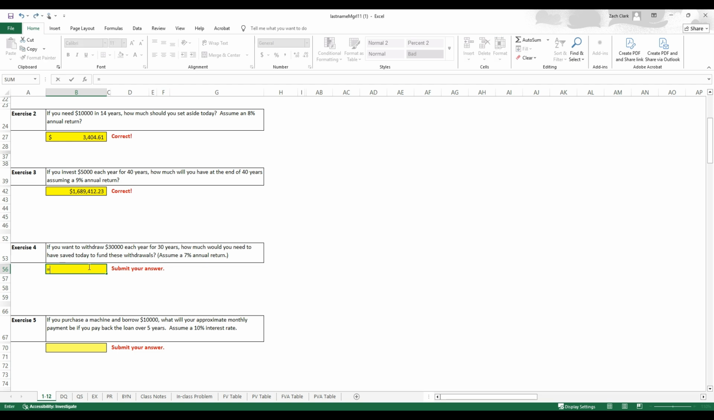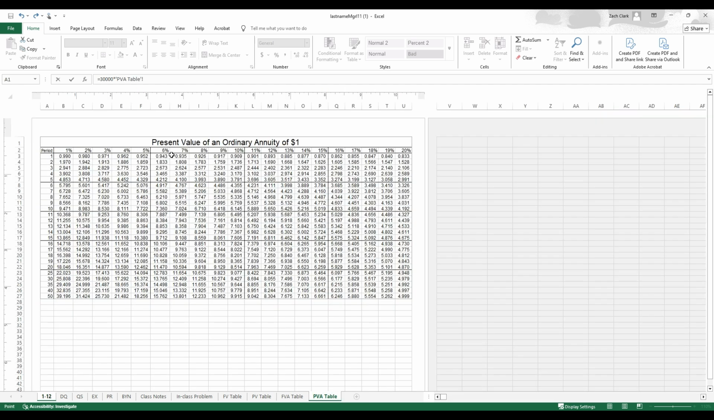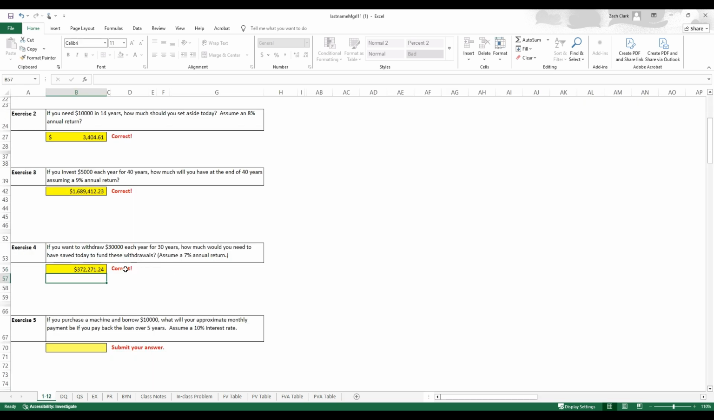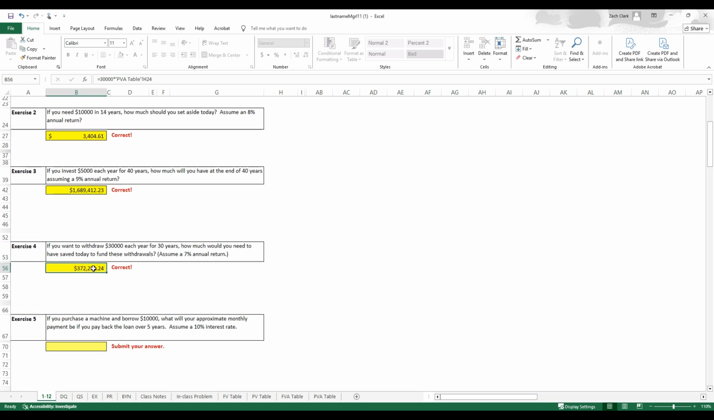Okay, and so we're going to take our $30,000 amount, and then we're going to go to our present value of an annuity, which is going to be 30 years and 7%. Present value of annuity, 7%, and 30 years. I think it's that one. And correct. Okay, so this tells us that we would need $372,271.24 if we were doing those withdrawals, assuming a 7% return on that amount, essentially.